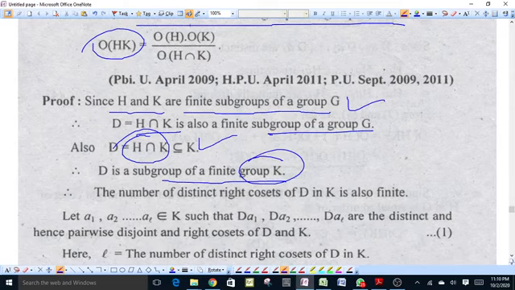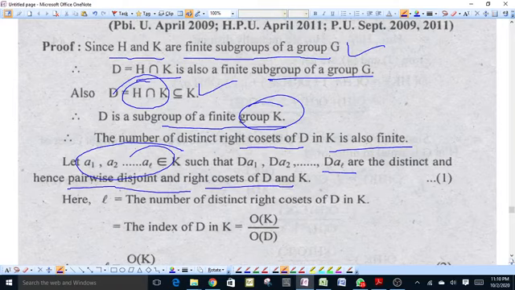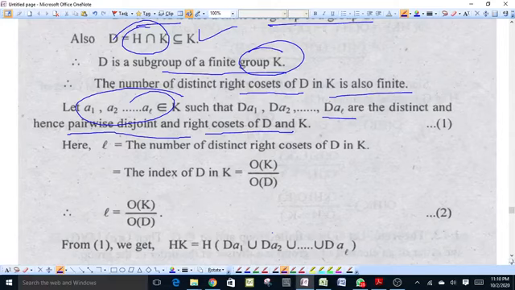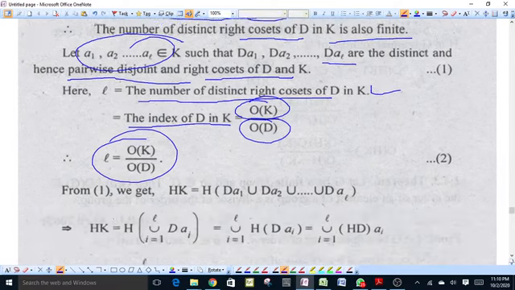The number of distinct right cosets of D in K is also finite. Let a1, a2, ..., al be l elements of K such that Da1, Da2, ..., Dal are distinct and hence pairwise disjoint right cosets of D in K. Here l is equal to the number of distinct right cosets of D in K, therefore this will be equal to the index of D in K from the definition, and the index of D in K will be equal to the order of K divided by the order of D, that is, l will be equal to the order of K divided by the order of D.